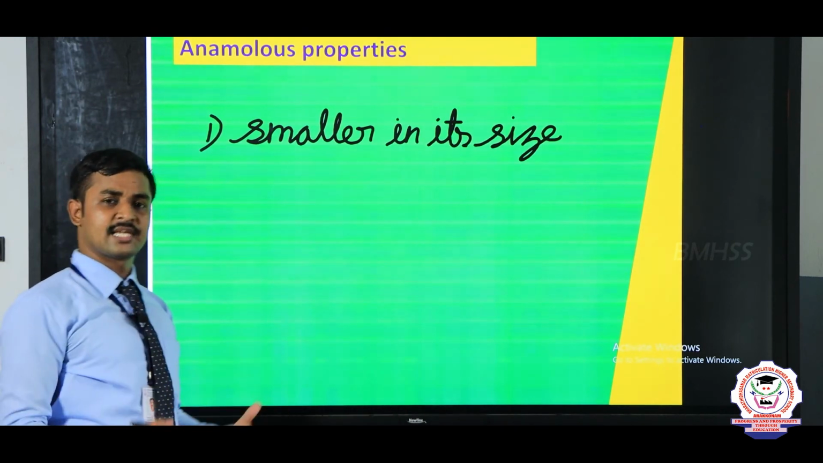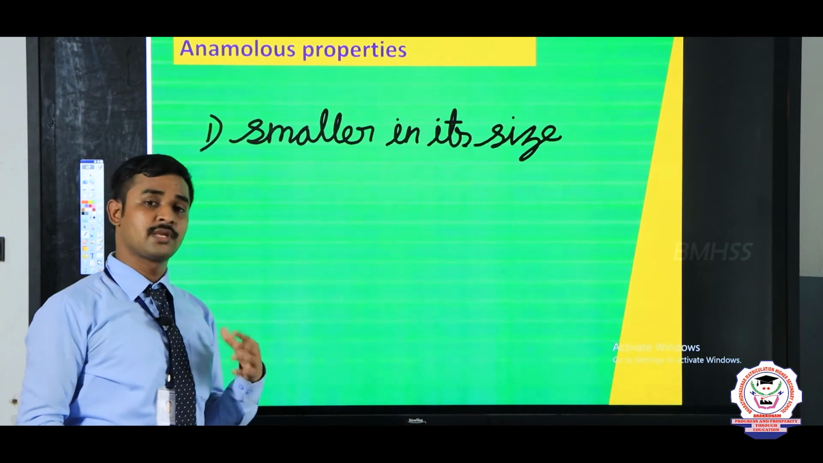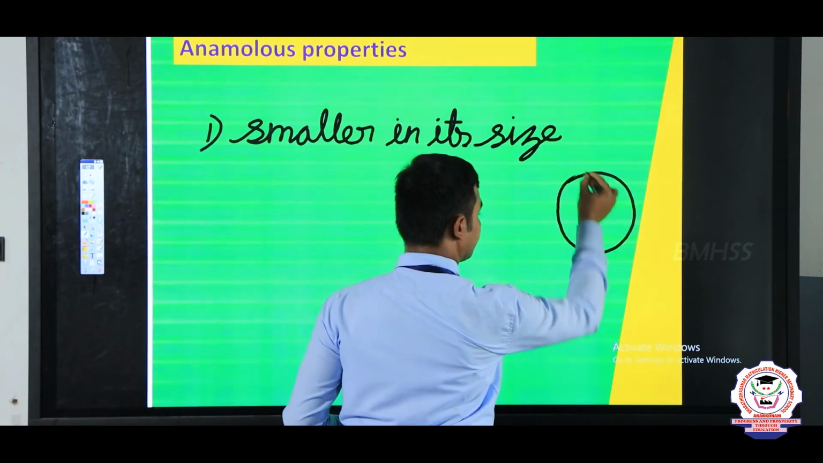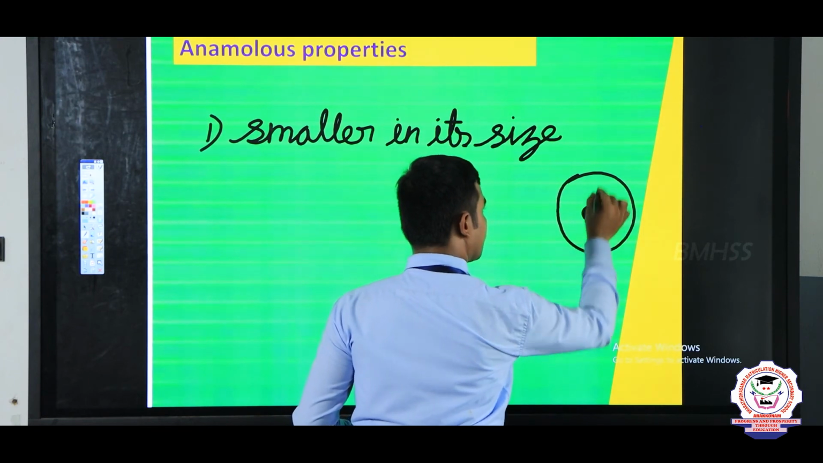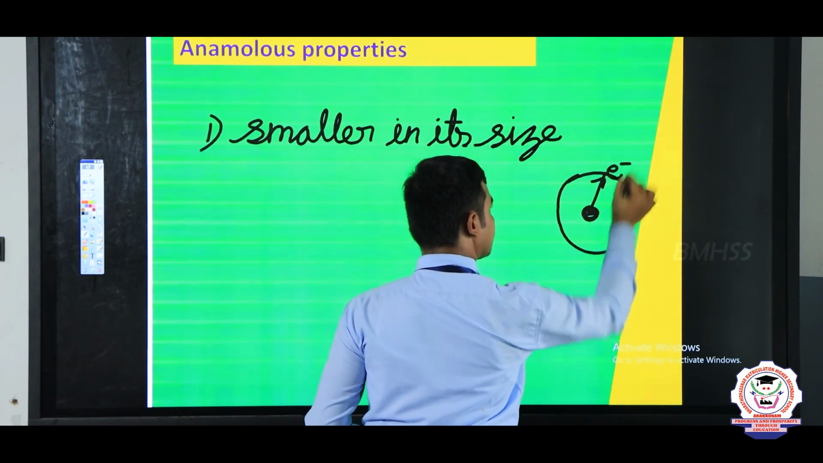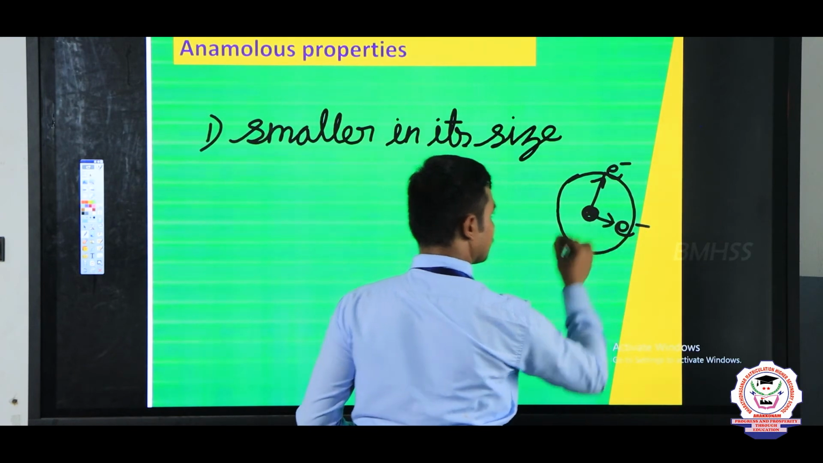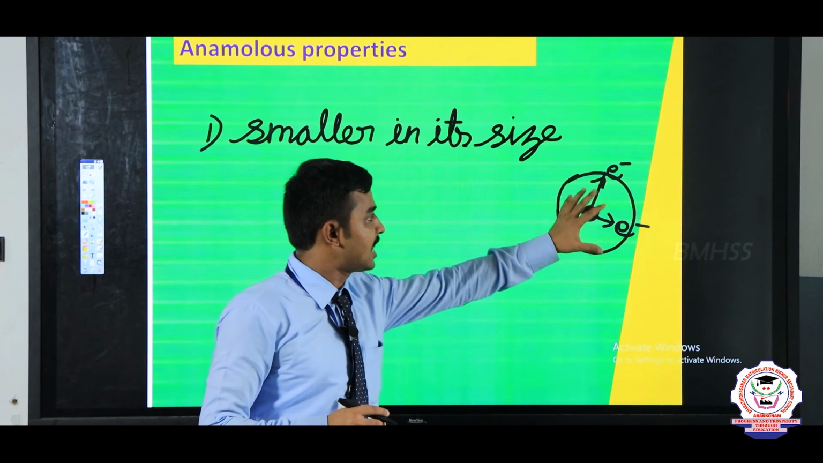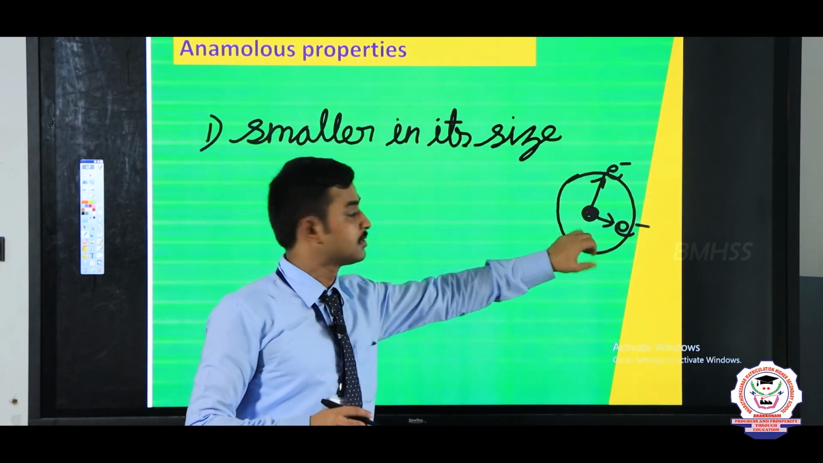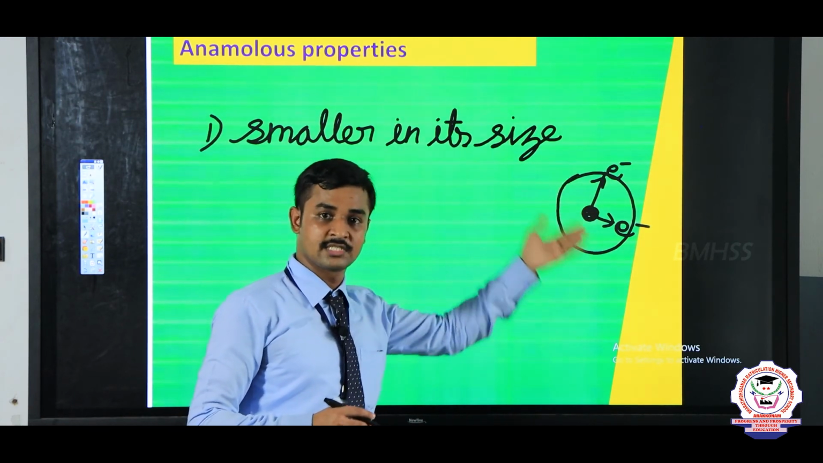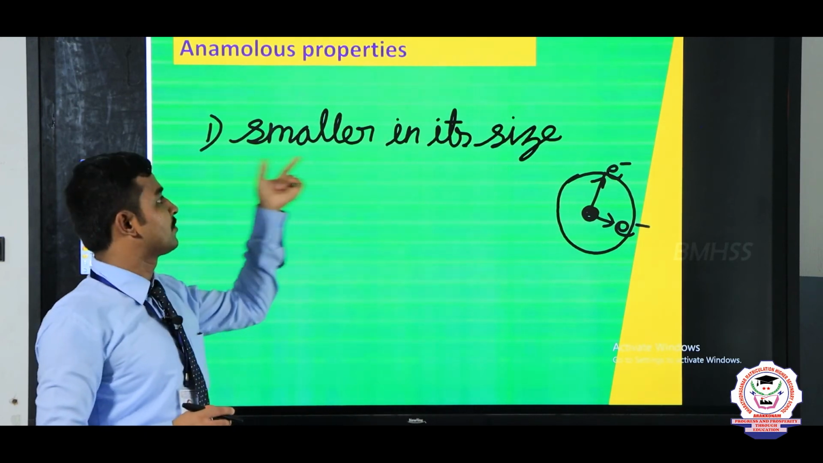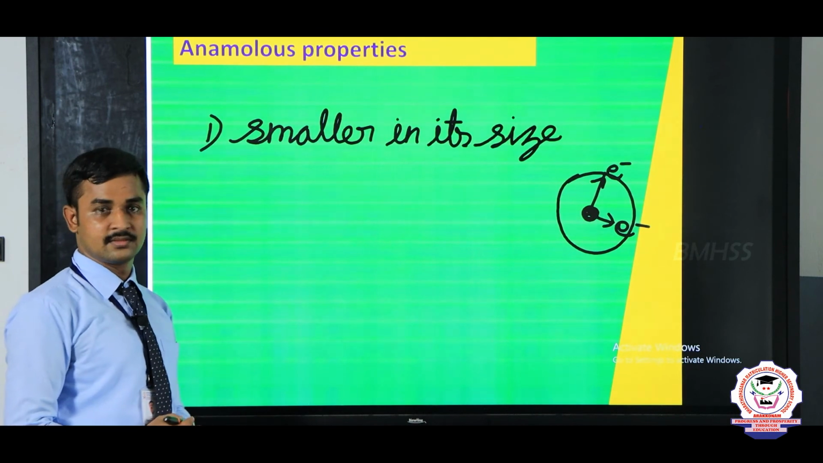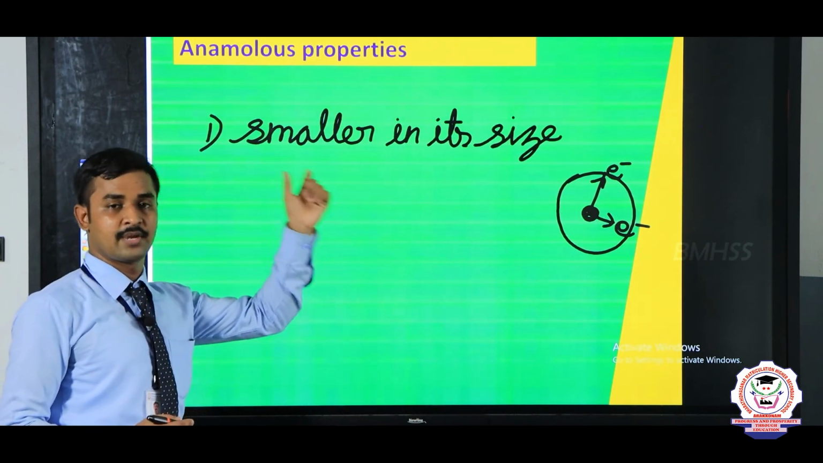Because the effective nuclear charge of the p blocks is higher. Let us see, the effective nuclear charge is nothing but the nucleus attracting the outermost electrons. So, whenever the nucleus attracts the outermost electrons, then the atom gets reduced in size. So, the size of the atom is decreased. So, the radius of the atom also decreased. This is the special characteristic of p block elements.